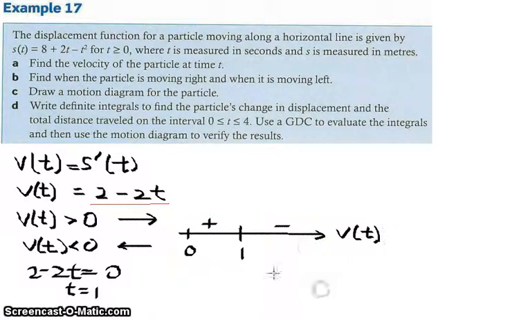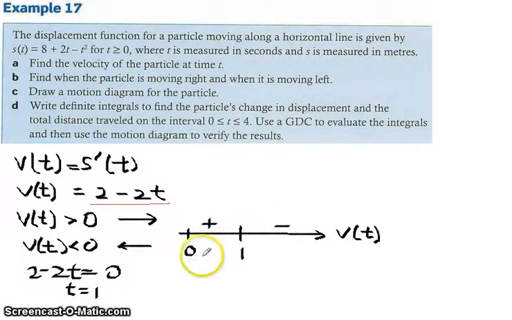Alright, so here I have my sign diagram. This is v of t, and my special value is 1. I put that down there. I've also put down 0 here because the question says t is greater than or equal to 0, right? So I've also put down the value 0 over here. Alright, so I'm just going to simply analyze the sign of my v of t in these two regions, this region here and this region here. So just put in some random test values.